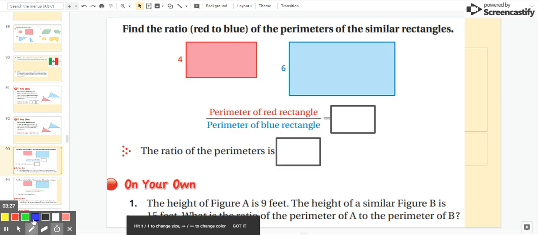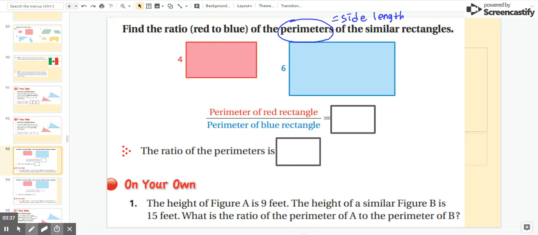So let's look at the example. We're looking for the ratio of the perimeters, but we see the perimeter and side length have the same ratio, right? The ratios are the same. So the side length between red and blue is 4 to 6. And we know that the side length ratio is going to be equal to the perimeter ratio. So it's 4 to 6. If you simplify it, it's 2 to 3.